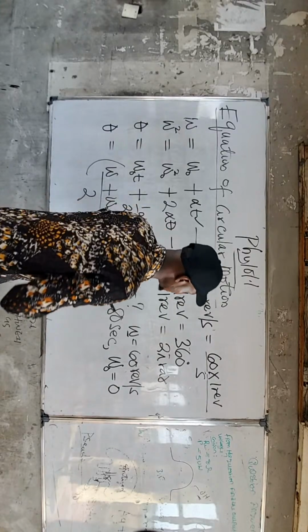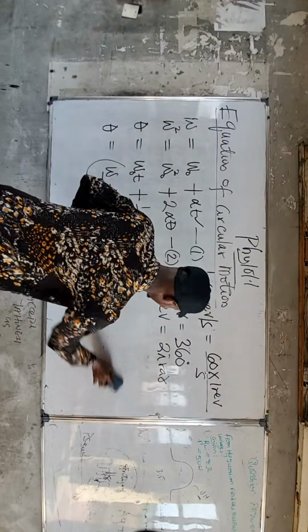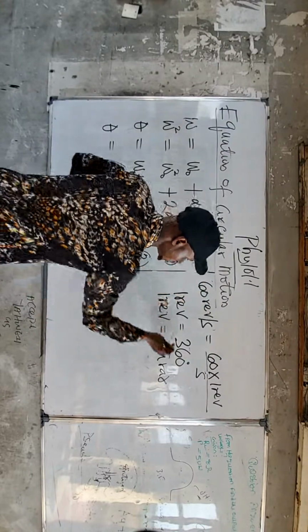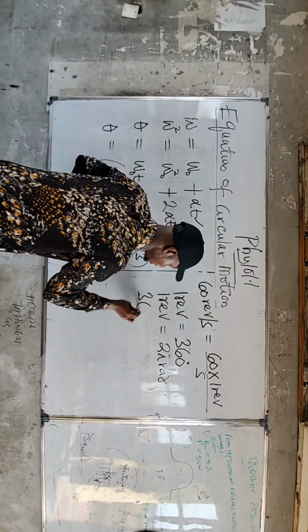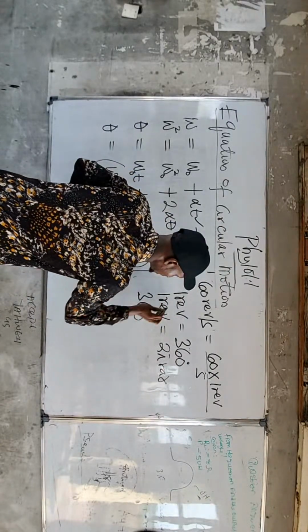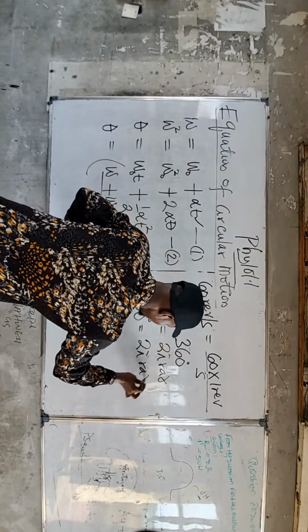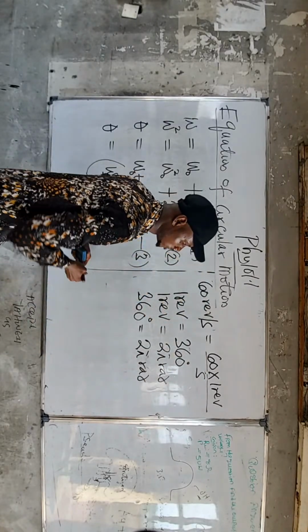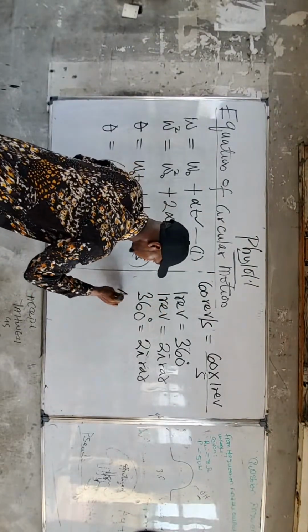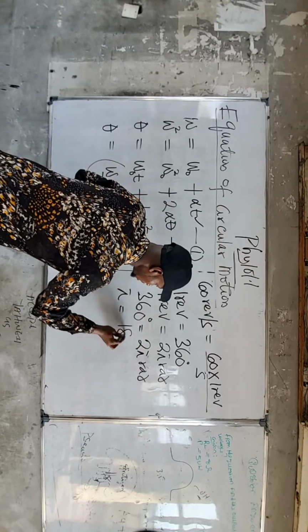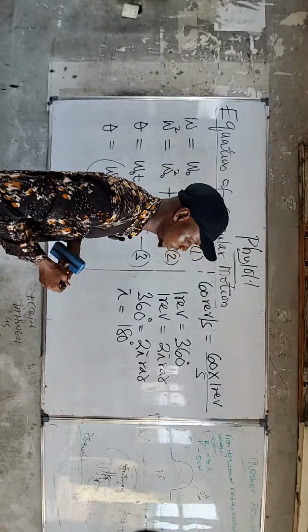So relating these two, degree and radian, please take note: 360 degrees. Anywhere I see 1 rev, I replace it, so 360 degrees is equal to 2 pi rad. Please take note. So class, we can reduce this since 2 is common here. That means our pi in radian is equal to 180 degrees. So our pi in radian is equal to 180 degrees.